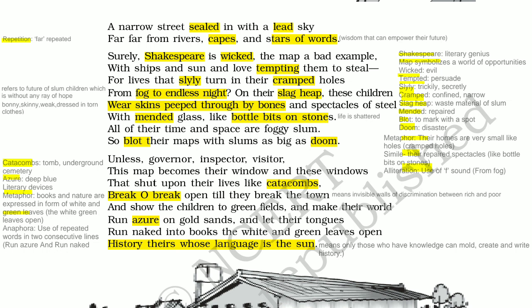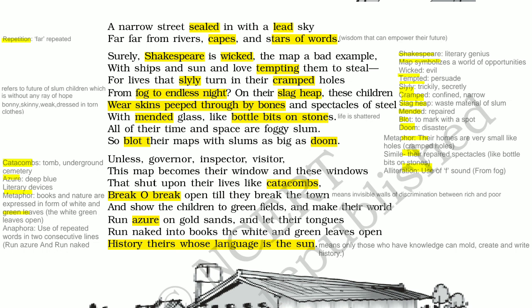Means enjoy on the beach, on the seashore, under the blue sky, on golden sand, because they have been confined in those slums where their narrow streets have been sealed with the lead sky. And lead sky, you understood, is the polluted area. So the poet wants them to enjoy nature, the beauty under the blue sky, which they have never been able to see or enjoy.